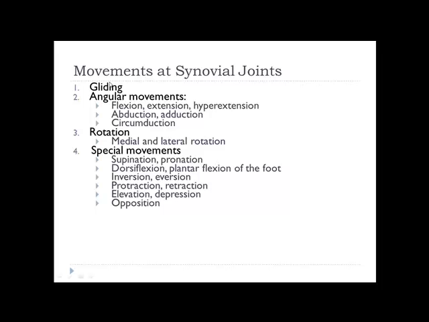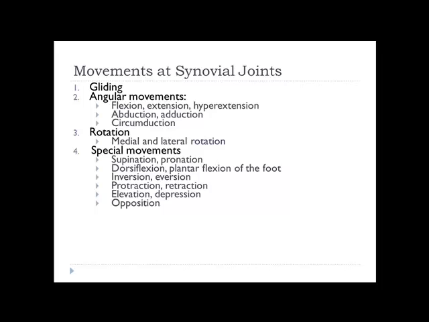So with our synovial joints, we can have our gliding movements, our angular movements, our rotation, or our special movements. So flexion, if I was going to flex my biceps or my forearm, I would be bringing my forearm closer to my biceps. If I was to extend it, I would be bringing my forearm away from my humerus. If I wanted to hyperextend it, I would try to move it past its normal resting position.